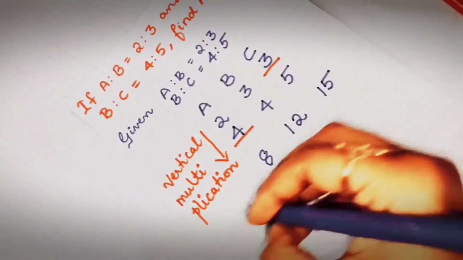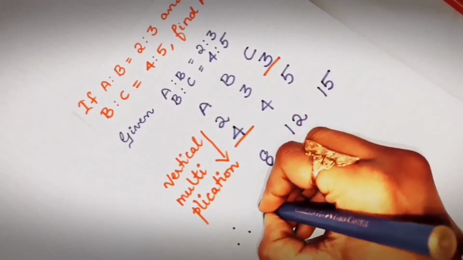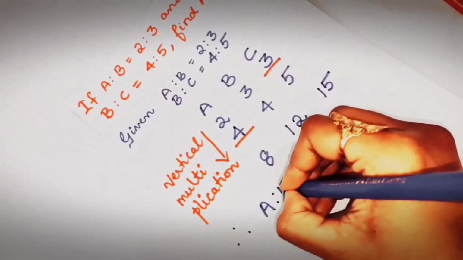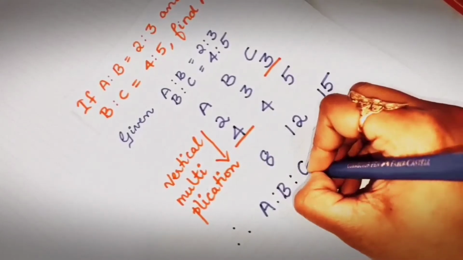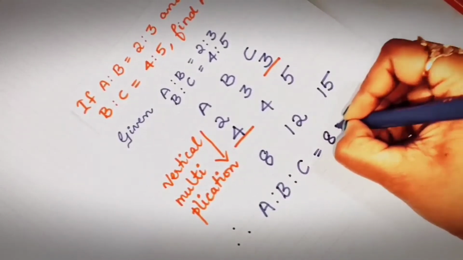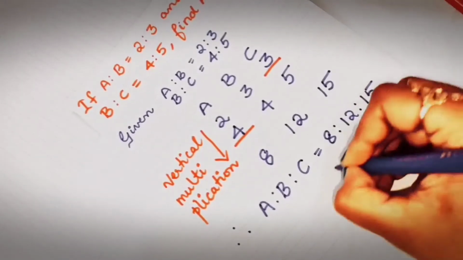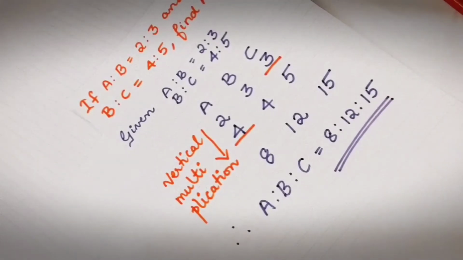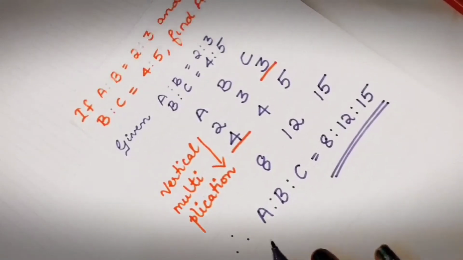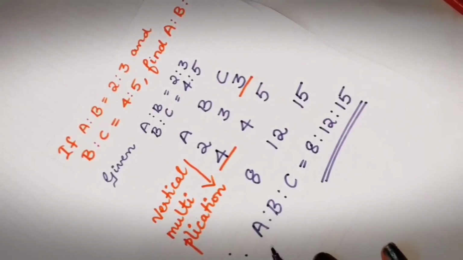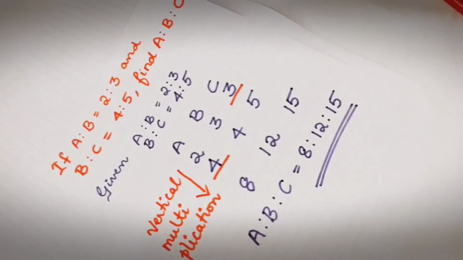The ratio of 8, 12 and 15 is in standard form, which means the highest common factor or the HCF is 1. Hence, we have got the result A is to B is to C is 8 is to 12 is to 15. The solution for a ratio problem should always be in its standard form. If it is not in its standard form, then we should divide it by its HCF or the highest common factor so that you get the solution in its standard form.